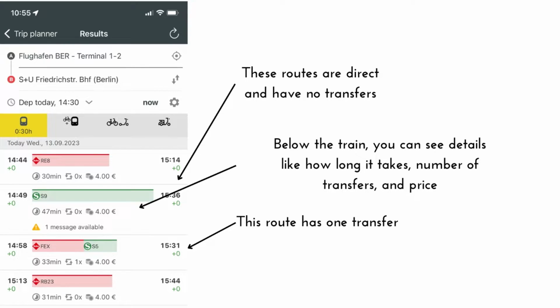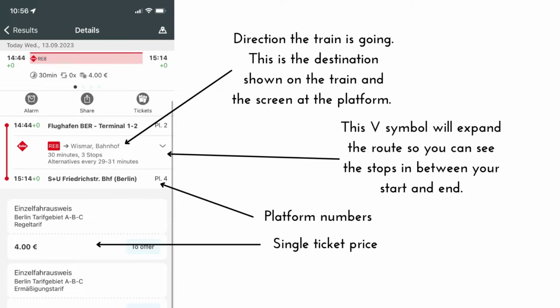You can also see underneath each of those trains, there's a little bit of information. It tells you how long it takes, it tells you if there's a change or not, and then there's a price. Okay, so I've clicked on one of the routes, and then it goes to another screen where you can see more details about that one route.